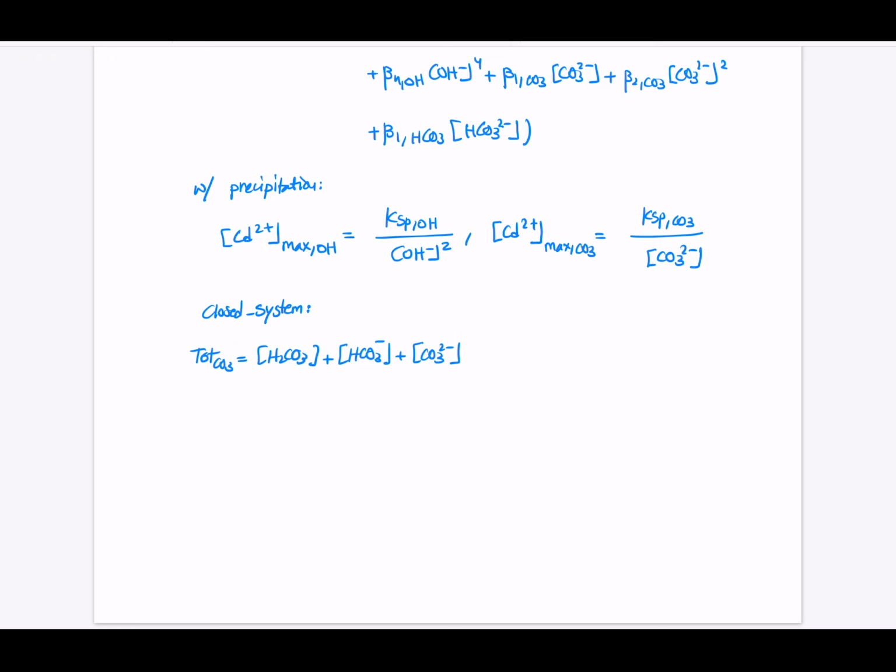Are these the only species containing carbonate in the solution? Yep, some of them could complex also with cadmium. So plus cadmium CO3 plus 2 times cadmium CO3 2 plus cadmium HCO3 plus. This is 2 minus.